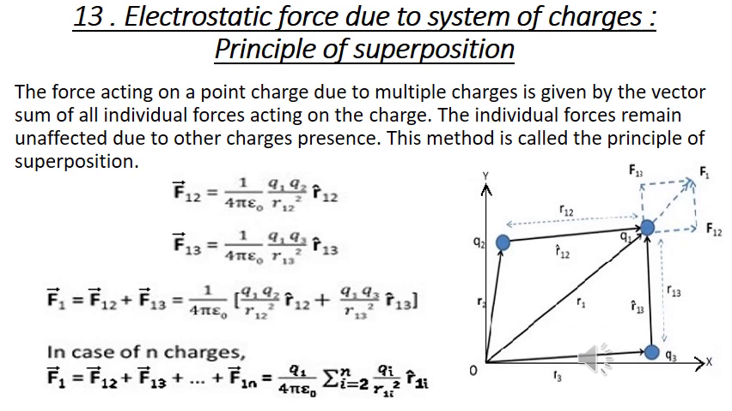If there are n number of charges in the system, then the net force acting on Q1 will be equal to Q1 upon 4 pi epsilon naught summation i equal to 2 to n Qi upon R1i square R1i cap. This is the expression for the electrostatic force due to a system of charges.